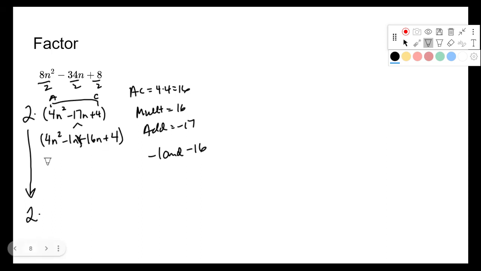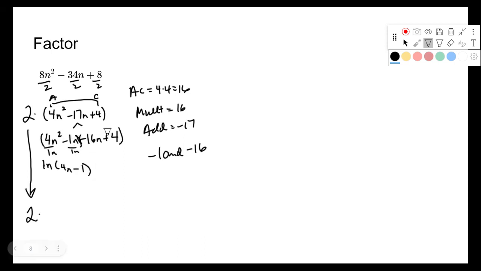GCF between 4 and 1 is 1, and n to the second and n, so I can take an n out. I'm going to divide both these by n, or 1n, however you want to do it. 4 divided by 1 is 4. N to the second divided by n is n. Negative 1 divided by 1 is negative 1, and the n's knock each other out.